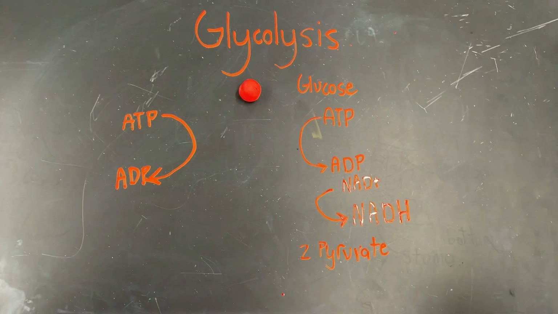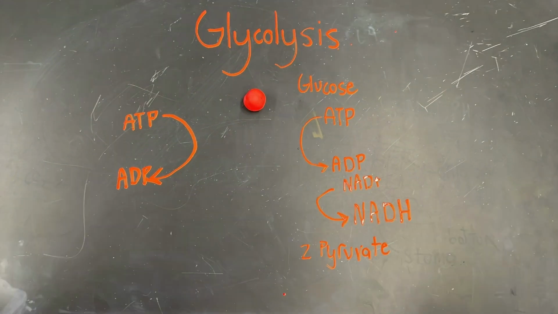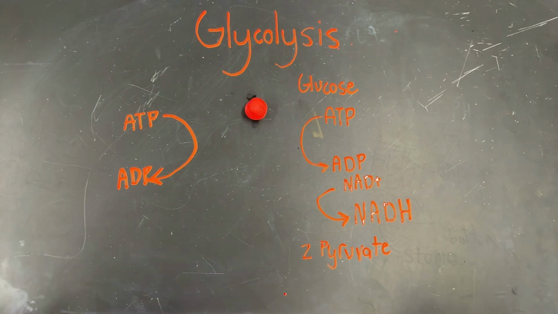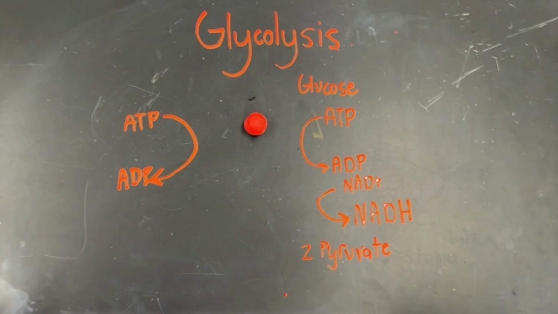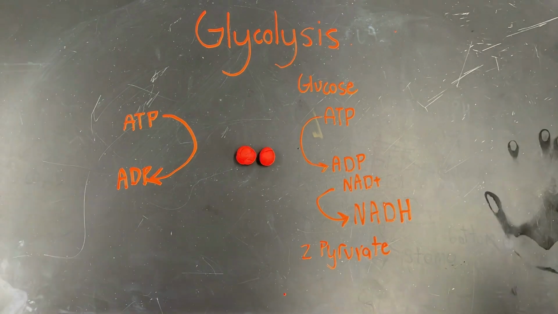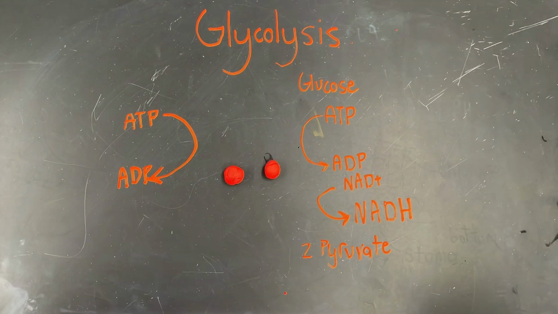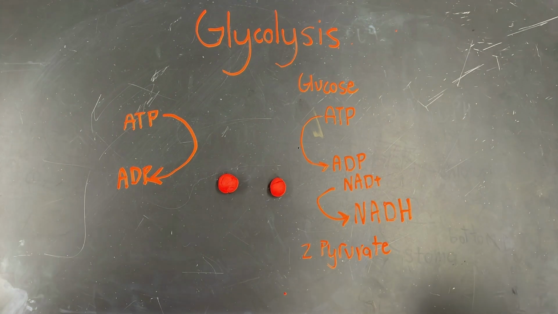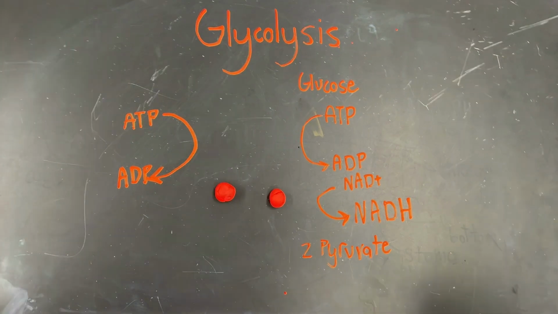Glycolysis occurs in the cytosol of the cell. During glycolysis, one glucose molecule is broken up into 2 pyruvate molecules. NAD+ transports electrons and hydrogens away from the glucose molecule to the electron transport chain and turns into NADH. A net of 2 ATP is produced during glycolysis.